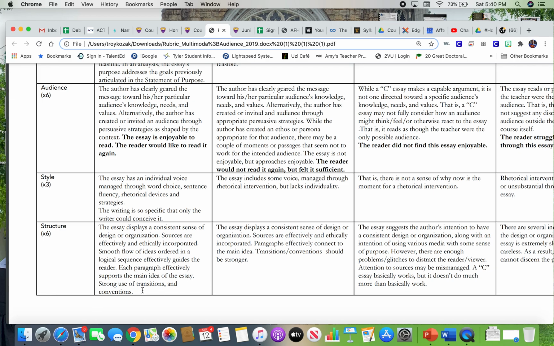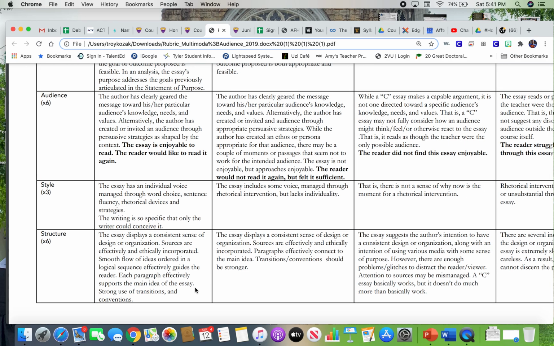This is also where I'll take off points if I see like spelling errors, those types of things. So just an always gentle but strong reminder that we are going to be doing revision. Revision is all about content. And then we're also going to be doing editing. Editing is about making sure that your words and sentences and all that good stuff are appropriate.